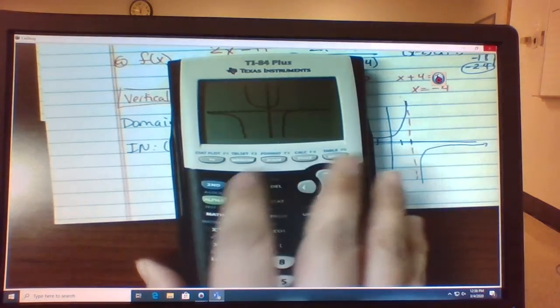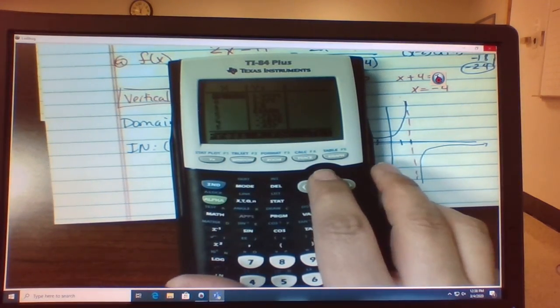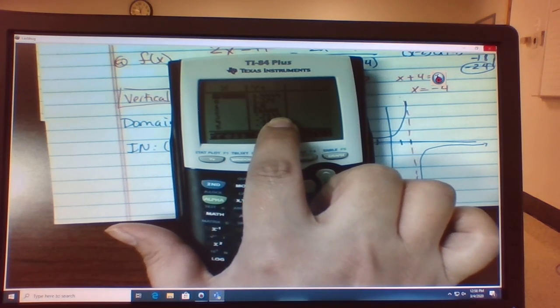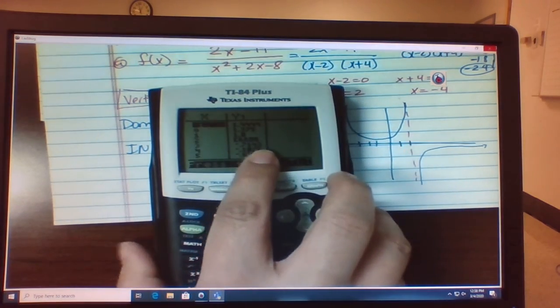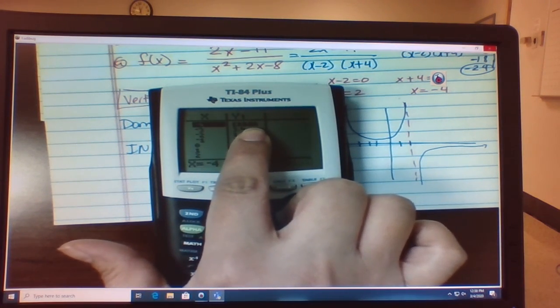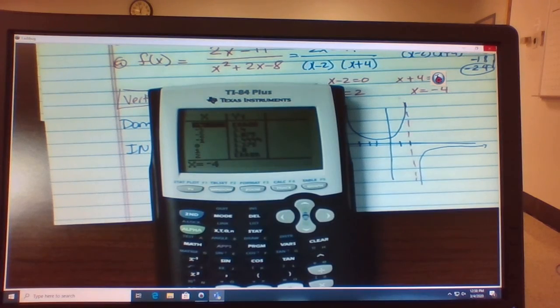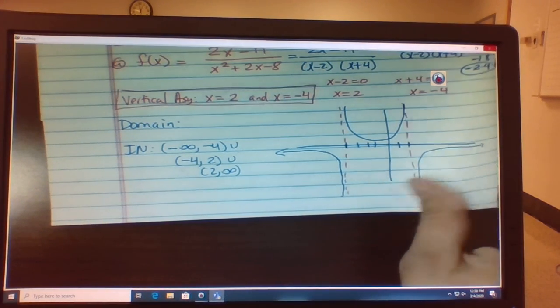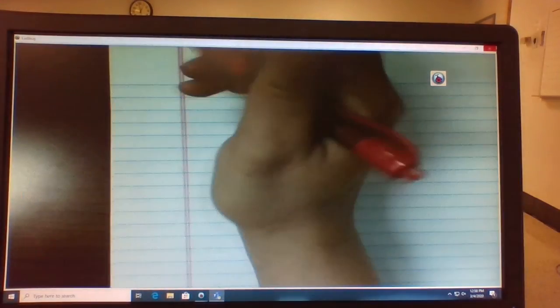Remember, if you have a graphing calculator, if I go here, what does it say at +2? Error. You can't have anything there. What does it say at -4? So those are your asymptotes right there. Those are it. All right, let's do three more.